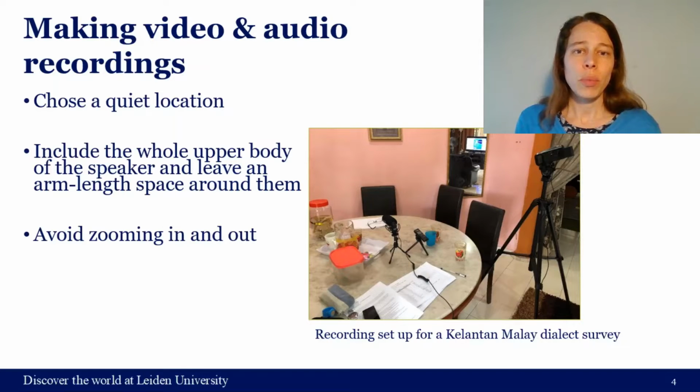Also, don't record people in front of a bright light such as a window. Avoid overhead lights which create shadows. If possible, you can also bring an extra light to light the scene from the direction of the camera.